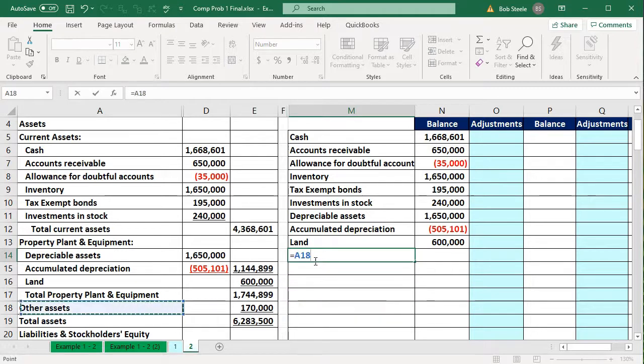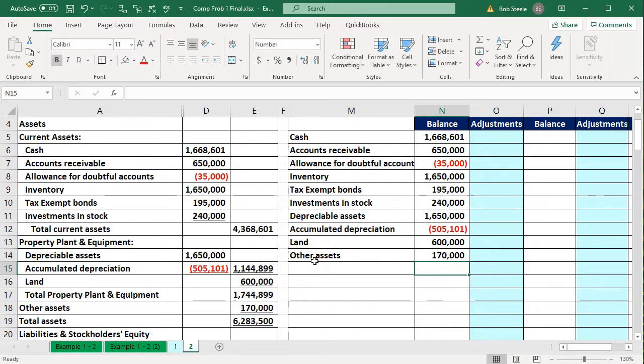Then I'm going to be picking up the other assets, so there they are. And we pick up the other assets. All right, and now we can check the total assets and see if they are indeed correct. And I'm going to highlight the whole thing now, debits minus the credits. It's going to do the subtraction for us when needed.